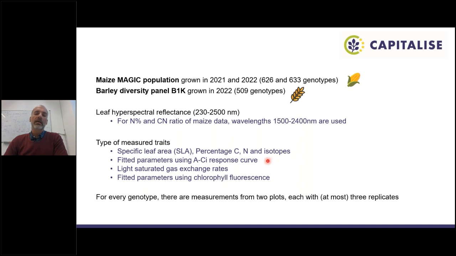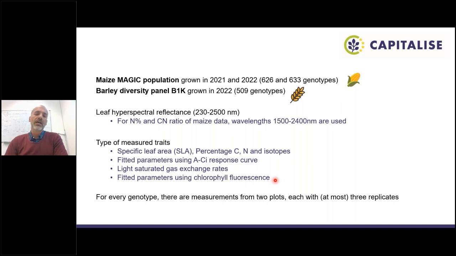traits. We then have traits that are obtained by fitting the parameters using the ACI response curves, and these are precisely the VC max and J max that entered the model of C3 photosynthesis. We have light saturated gas exchange rates, and finally fitted parameters using chlorophyll fluorescence, which are related to non-photochemical quenching and efficiency of photosystem 2.